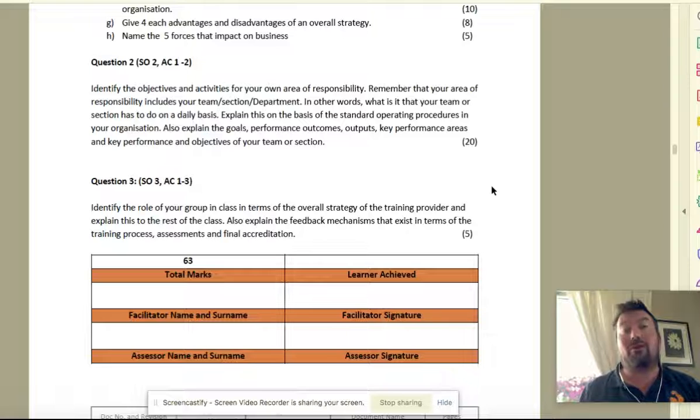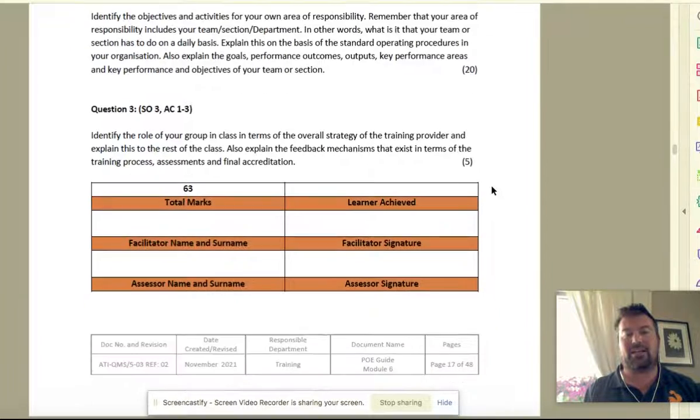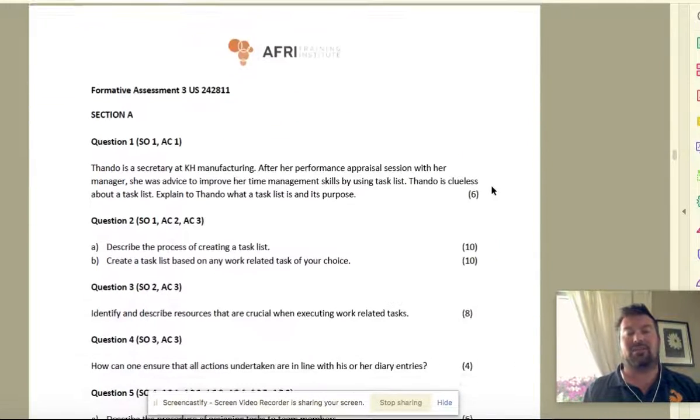And then if you are finally accredited right at the end of the process, what benefits does that have to the organization? What benefits does that have to us as the training provider? And what benefits does that have to you as a specific individual going through an intervention? So show me what role you have in terms of this training process. Okay, so that is that section.